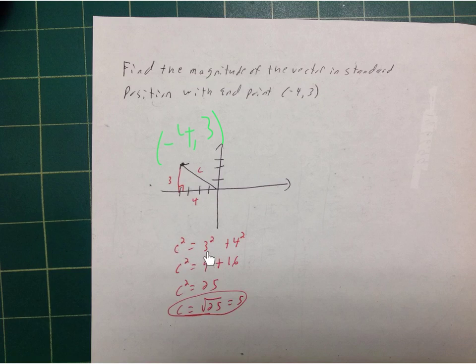C squared equals A squared plus B squared. And I put in 3 and 4 for A and B, so that comes out to 25. And you want C, which would be the square root of 25, which is 5. The Pythagorean theorem says C squared equals A squared plus B squared. That's for any right triangle. Hope that helps.